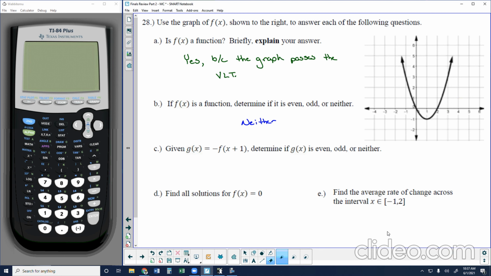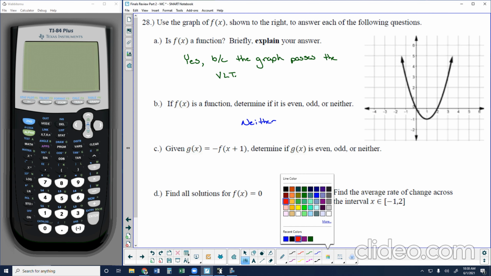It says given g of x is the negative f of x plus 1, determine if g of x is even, odd, or neither. Well, this is a good question here. What we need to do is consider the transformations. So this would be a shift to the left 1 and a vertical reflection. So if I wanted to get an idea of what that would look like, a shift left 1 would put the vertex here, and a vertical reflection would put it there.